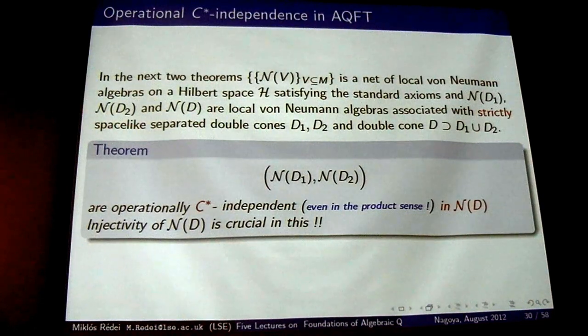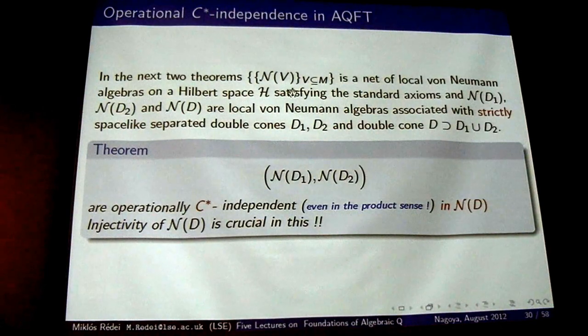And this is what I claim here, not here in this case. So I present you a couple of propositions. For that purpose, let's just assume that we have a net of local phenomenon algebras in a Hilbert space which satisfy the standard axioms of quantum field theory, and consider two double cones, D1, D2, and the double cone D, which contains both double cones. And then the following holds: this pair of phenomenon algebras, which are associated with space-like separated double cones, are operationally C-star independent, even in the product sense, in the algebra which is associated with the double cone that contains the two double cones.